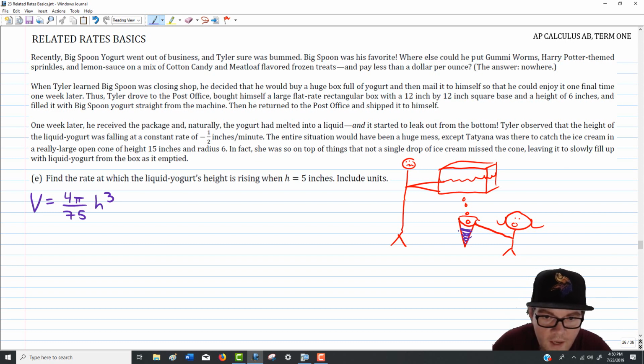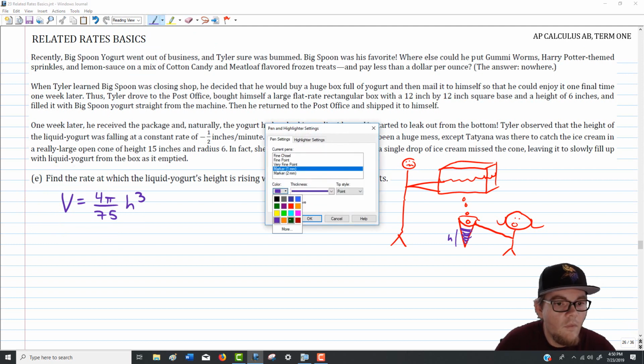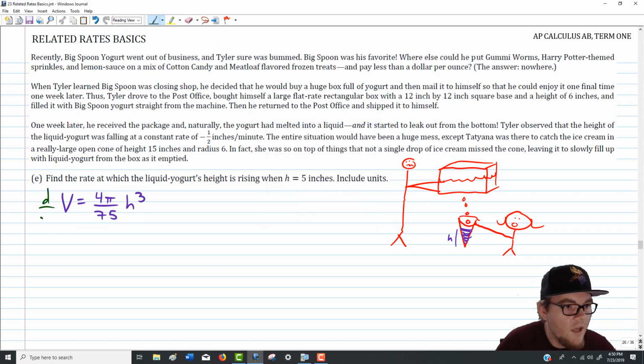And so what we want to find out now is, as that little height changes, how fast it's actually changing. Fortunately for us, we know all this stuff. We know how fast the volume's changing, and we're going to find out how fast the height is changing. So that's going to be our goal. To get there, as you might expect, we're going to differentiate everything with respect to time. That's been a good strategy for us on, I think, every single problem on this assignment.